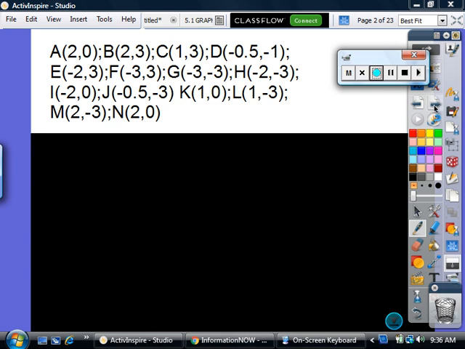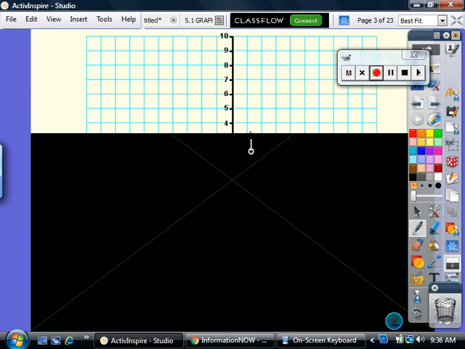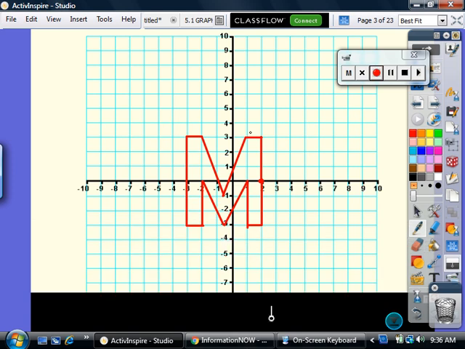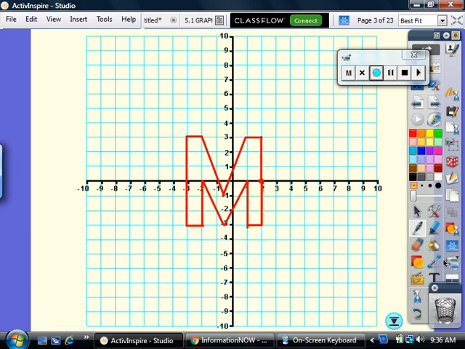All right, so our graph should look like this. So this is A, the point A at 2, 0, and B is up here at 2, 3, and then C is at 1, 0, and this point right here is one that eludes everybody. They're like, where do I find -1/2, -1? Well, if this is -1, then this is -1/2, and then down 1. So this is D.